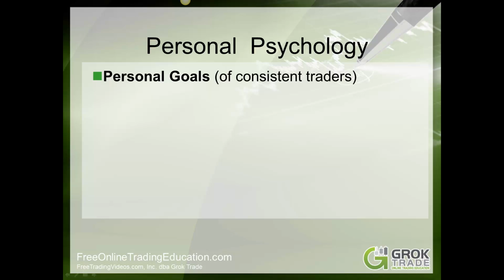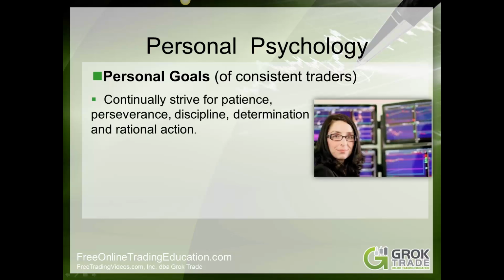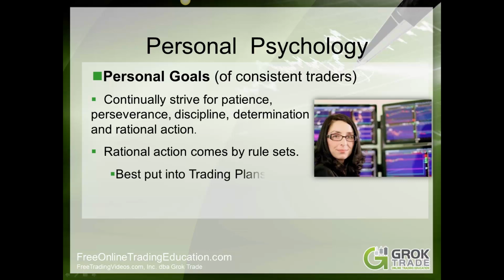And then as far as personal psychology, some personal goals of a consistent trader that you can be setting for yourself: to continually strive for patience, perseverance, discipline, determination, and rational action versus emotional reaction. See, rational action comes by having a set of rules and by following those rules. And those rules are best placed right into your trading plan.